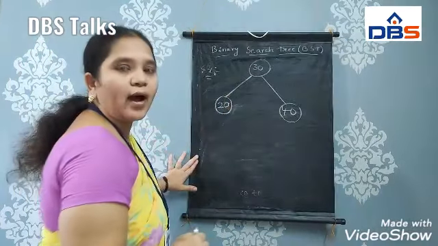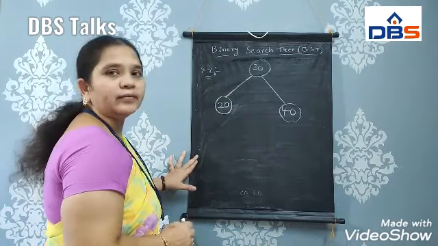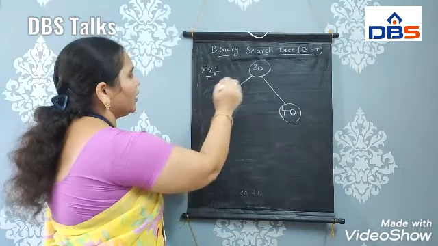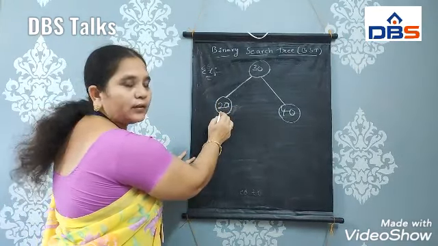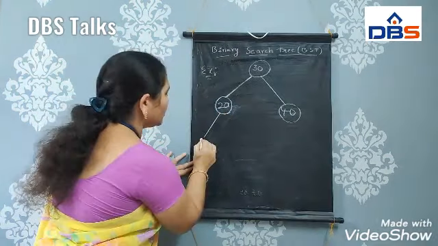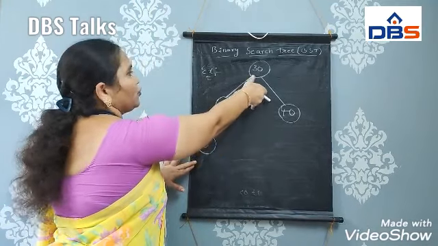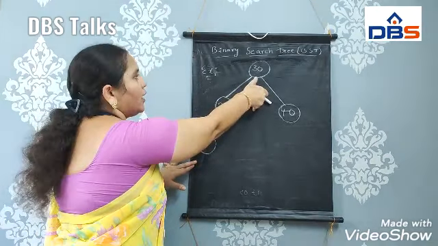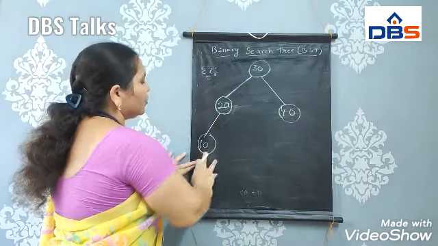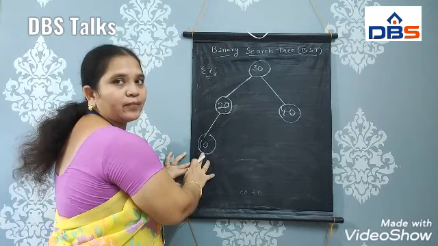Suppose I want to add the value 10. Where do we need to include it? We include the node 10 at the left hand side because it is lesser than the root node 30. Also, 30 is greater than 10, and 20 is also greater than 10.